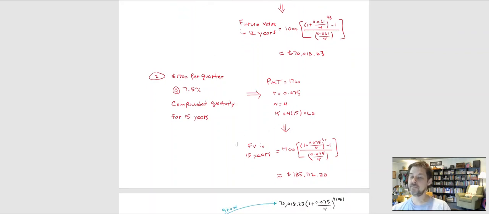So suppose I put that in, then here's what these payments and their interest are worth at the end of 15 years. Future value, 1,700 times all that. That's that formula I introduced above. So these payments and all their interest are worth like $185,000.